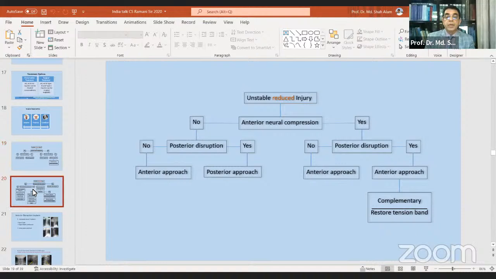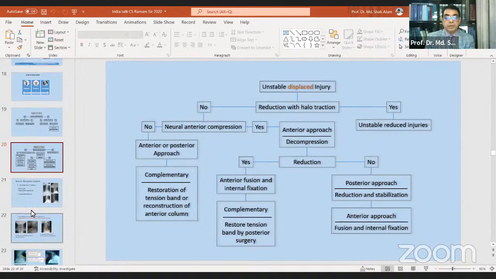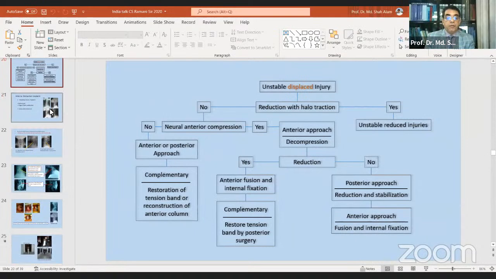But when the spine is unstable and it is displaced, not reduced, in that case, reduction should be done either halo or by any skeletal traction. And if there is no reduction, then we ask whether anterior neural compression is present or not. If no, then anterior approach and complementary restoration of tension band for reconstruction of the anterior column.